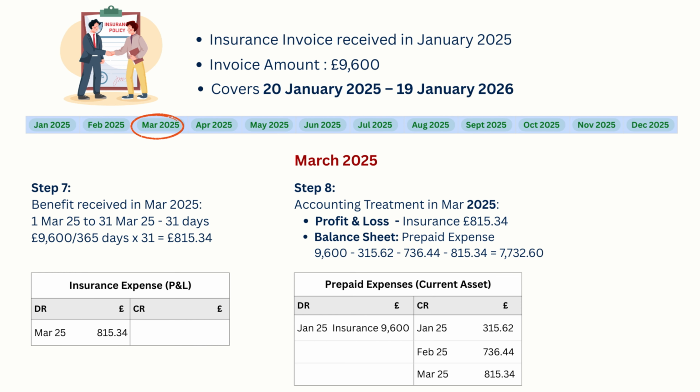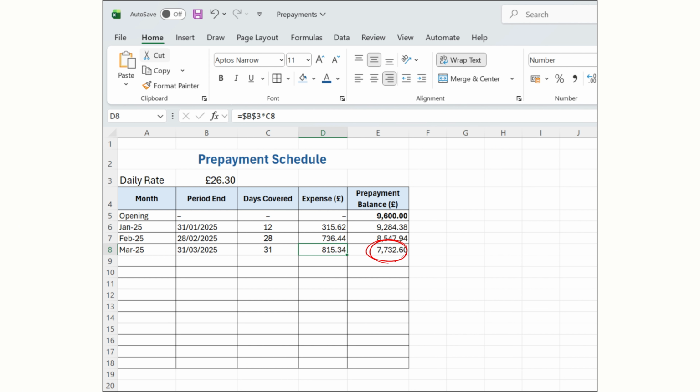This represents only the insurance used in March. That leaves us with £7,732.60 as a prepayment at the end of March. This prepayment balance represents future insurance cover.